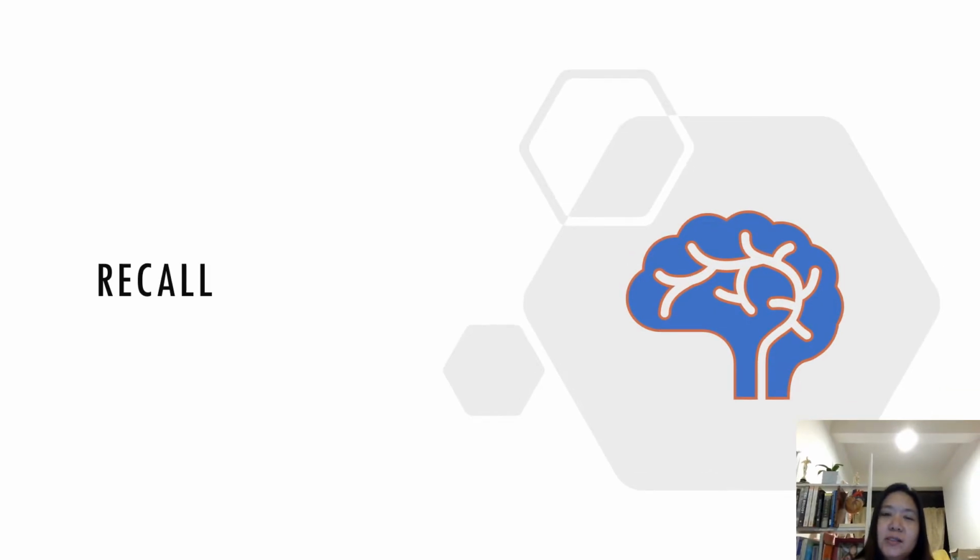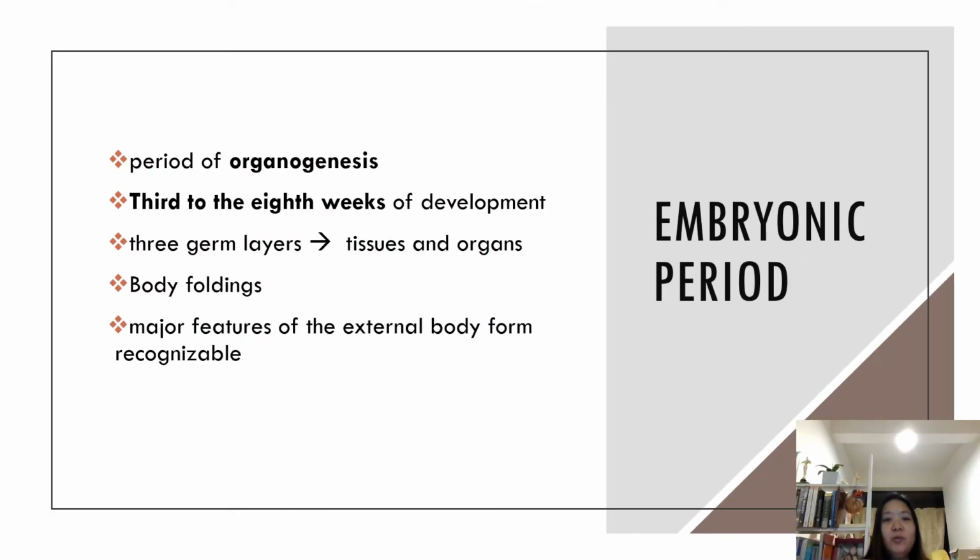But before anything else, let us recall what happened during the embryonic period. The embryonic period, otherwise known as the period of organogenesis, would cover the 3rd to 8th weeks of development. During the 3rd week of development, gastrulation happens, whereby the 3 germ layers are formed. These 3 germ layers will later develop during the following weeks into the different organ systems of the body. Another important event during the embryonic period is that the body foldings are established, and the different features of the external body form would already be recognizable at the end of the embryonic period.